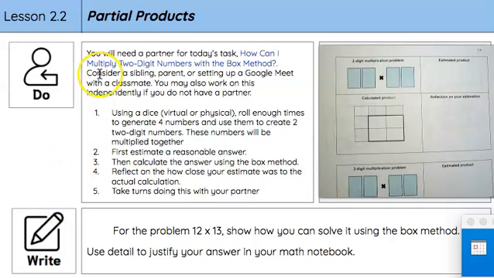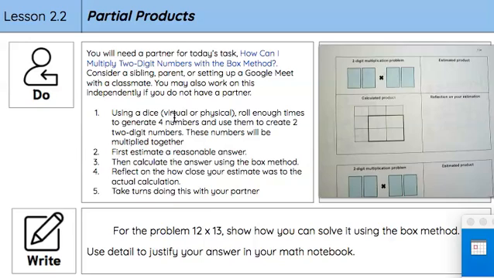Today, you're going to need a partner for your task. Consider a sibling, a parent, or setting up a Google Meet with a classmate. You can also work on this independently if you do not have a partner. Your first step is to use a dice to roll for numbers. I linked a virtual dice on the page before this if you do not have a physical one at home.